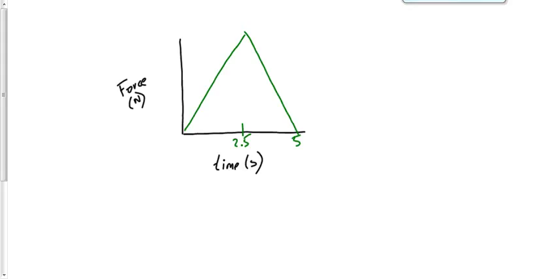I'm going to tell you here right now that the impulse imparted to this object is 50. I'm giving you the impulse this time. The impulse imparted to the object is 50 Newton seconds.